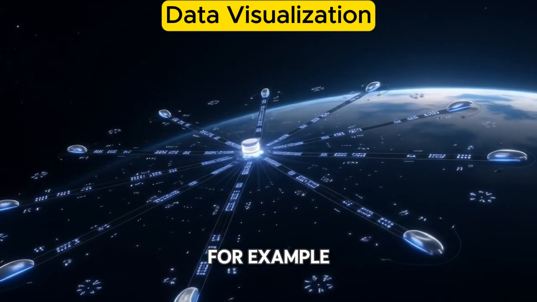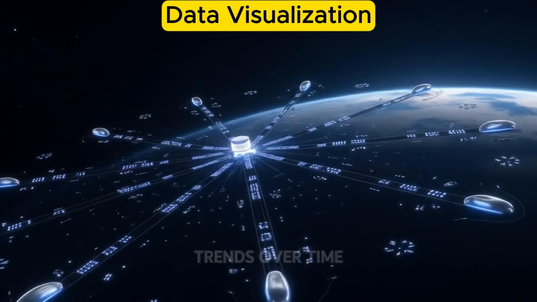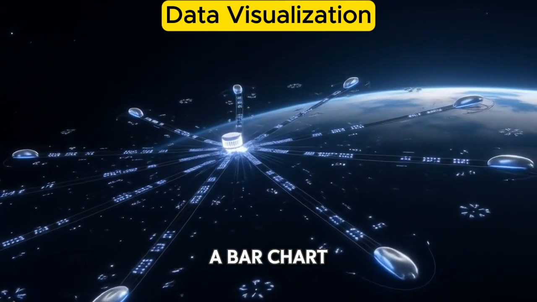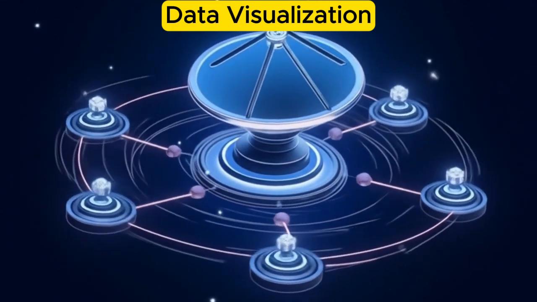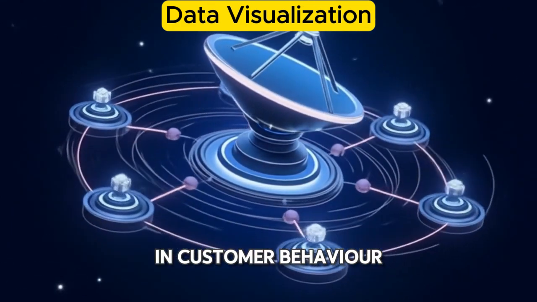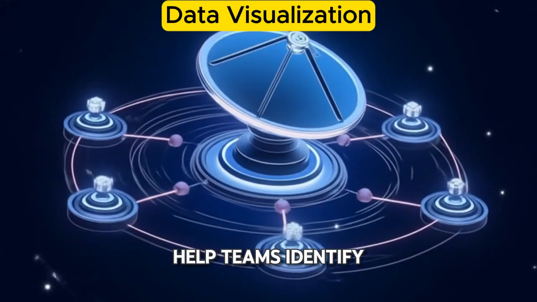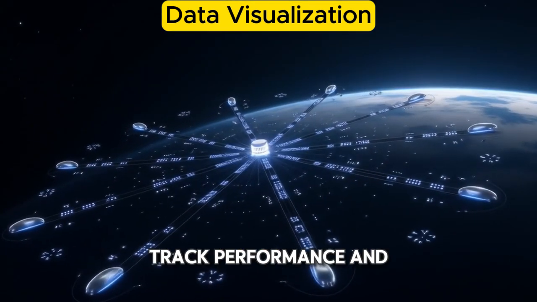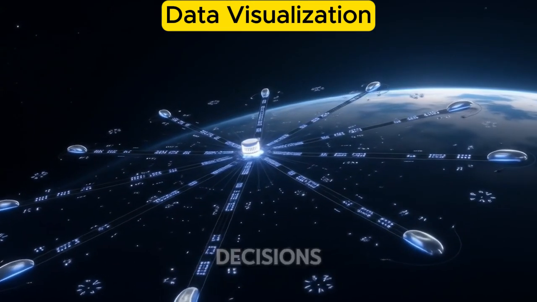For example, a line graph can show sales trends over time, a bar chart can compare product performance, and a heat map can highlight geographic patterns in customer behavior. These visual tools help teams identify areas for improvement, track performance, and make data-driven decisions.